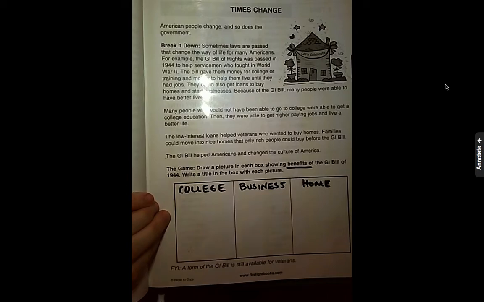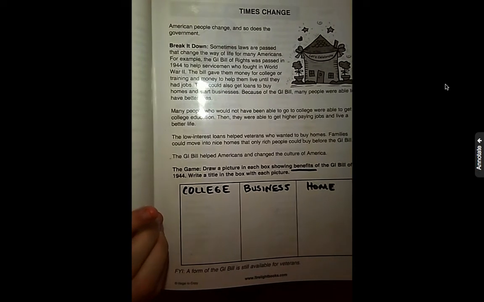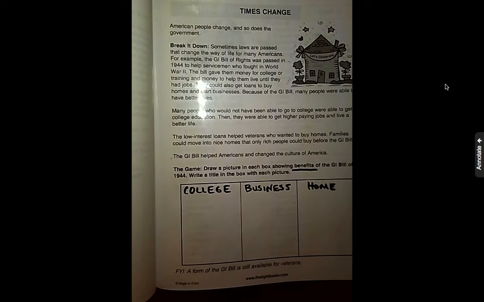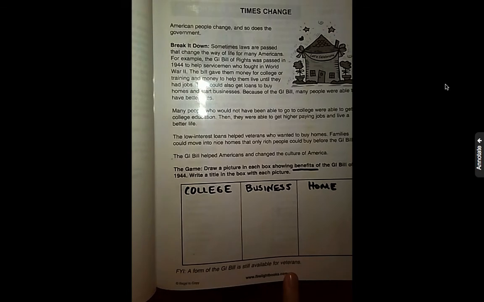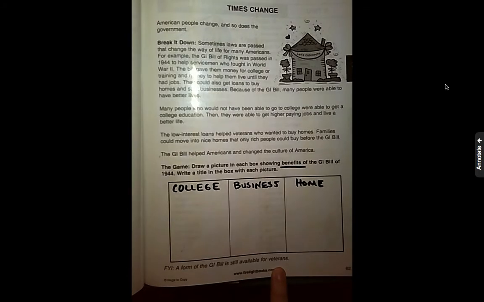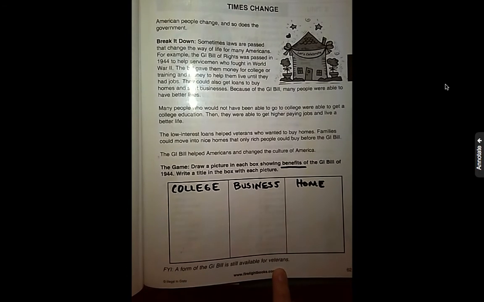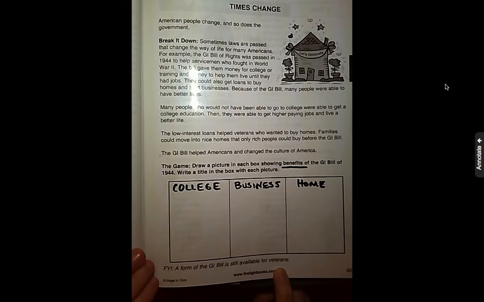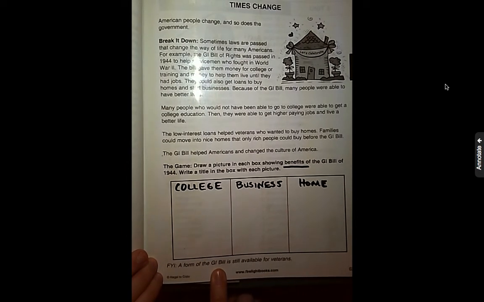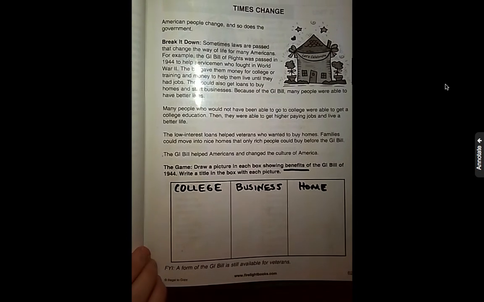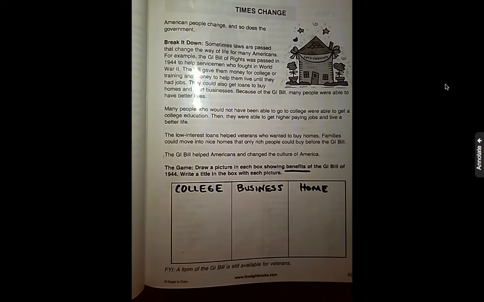Ooh, look at here. It says FYI, remember for your information, a form of the GI Bill is still available for veterans. Okay? So veteran, someone who has served in the military, one of the military branches. Okay? My brother is in the Navy, so he is eligible for a GI Bill when he gets out of the Navy. So that's just an example.